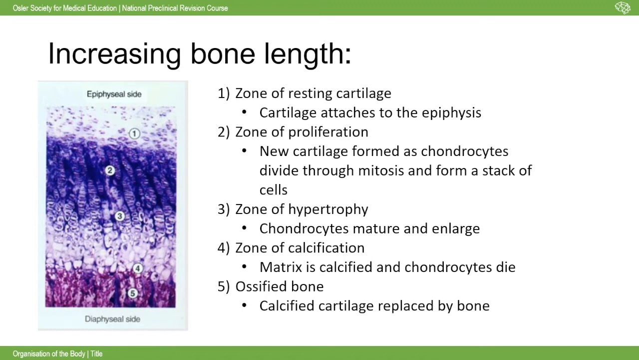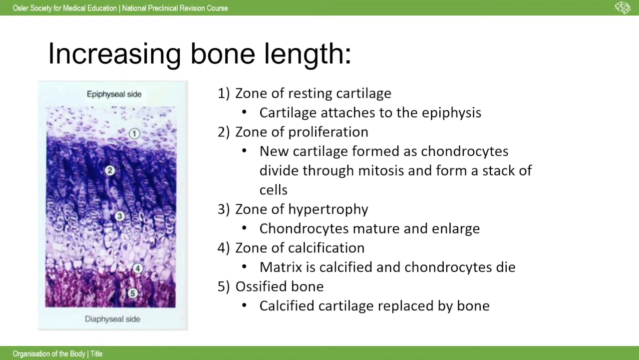So the key is looking for the key features within each one. In number 1, we have our zone of resting cartilage. This is where your cartilage attaches to the epiphyses, and you can see that there are fairly sparse cells there, compared to our zone of proliferation, in which you have new cartilage forming as chondrocytes divide through mitosis. You can see really dense stacks of cells in section number 2.